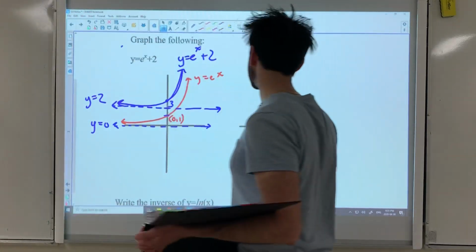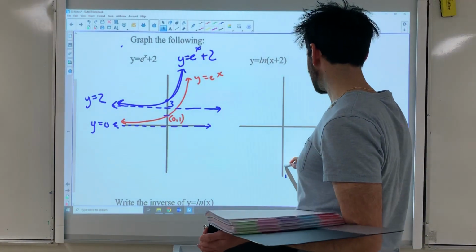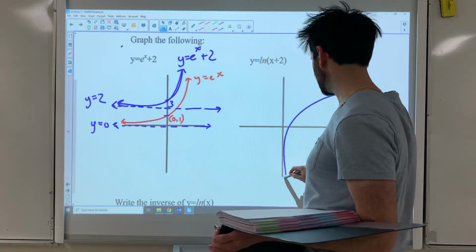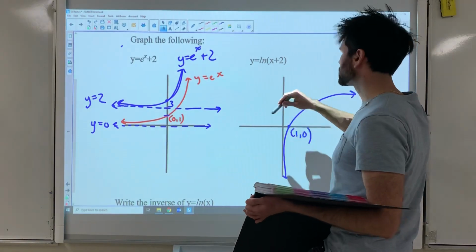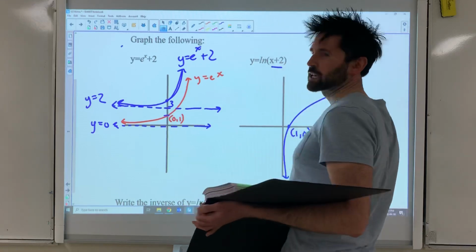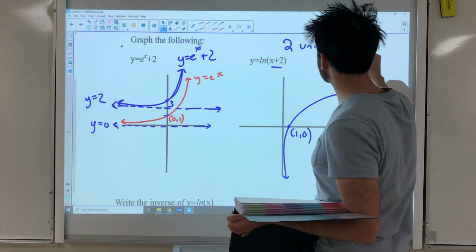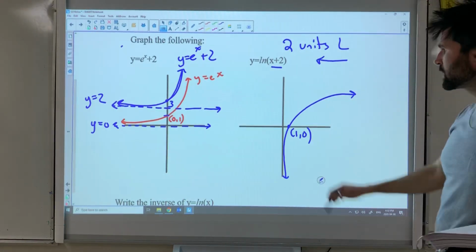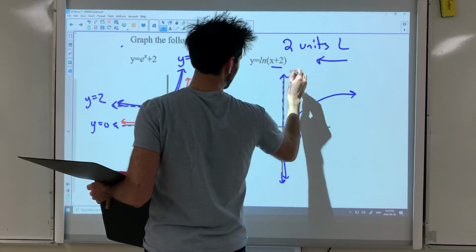Well, that's easy peasy. What about this one? Well, it's a log graph. So just keep in mind the shape of a log graph that looks like this, that goes to the point (1, 0). And okay, it's ln of x plus 2, so what? This means that we're shifting everything 2 units to the left, including our asymptote.